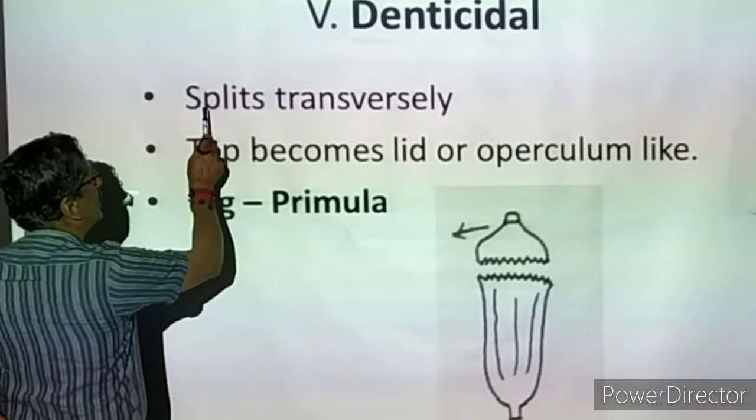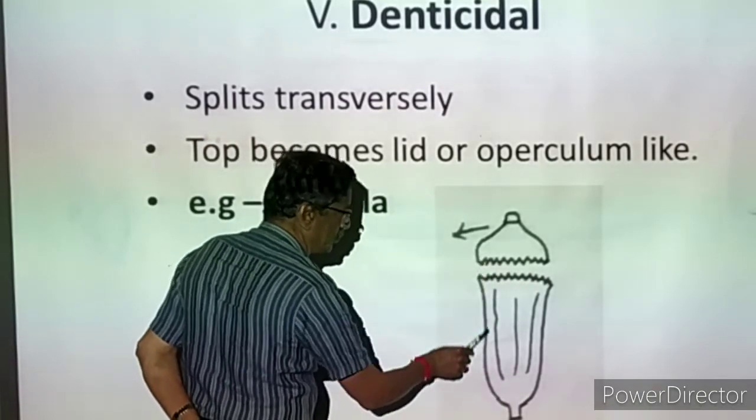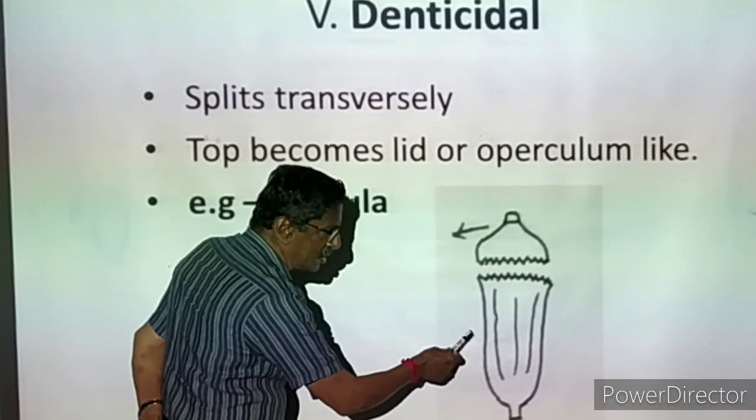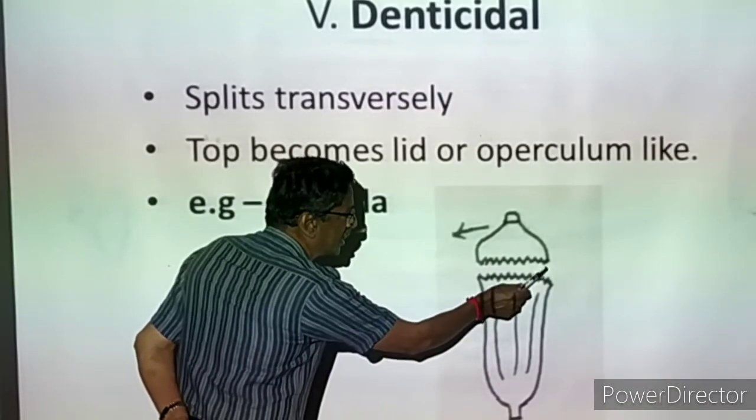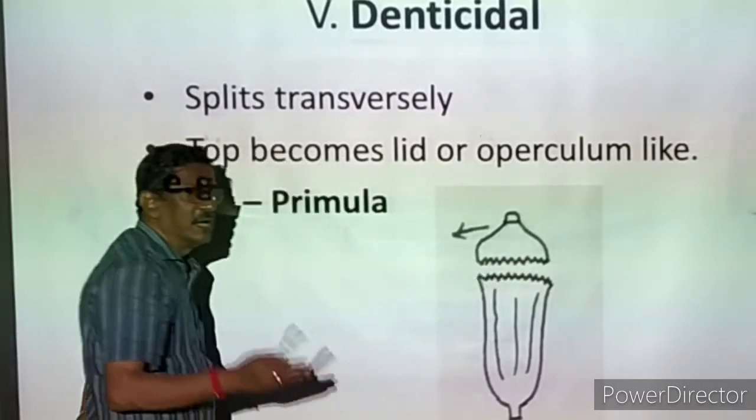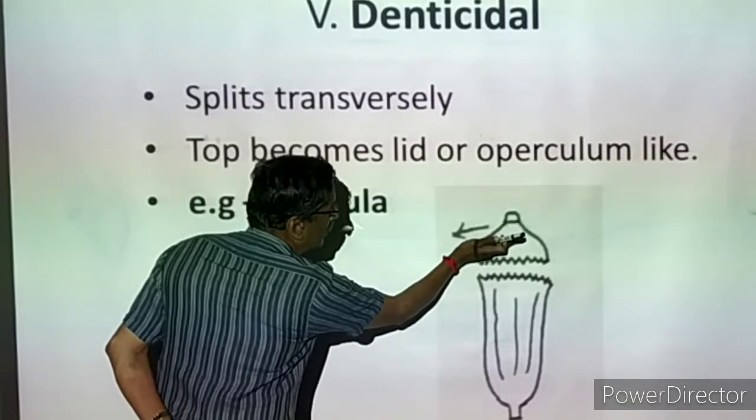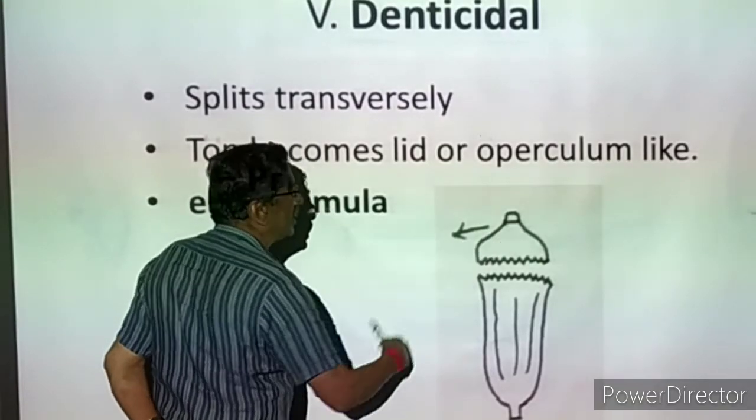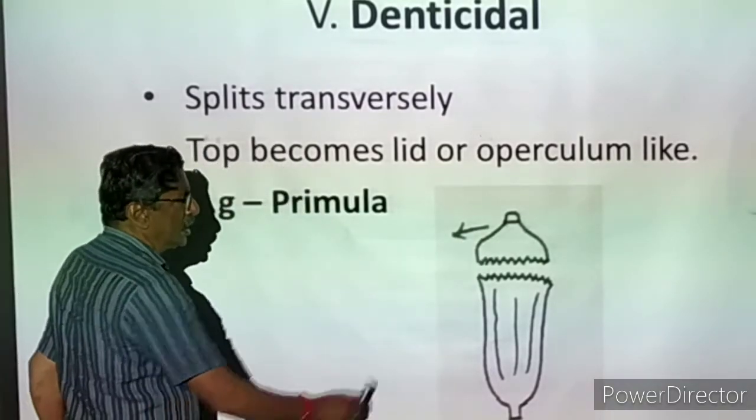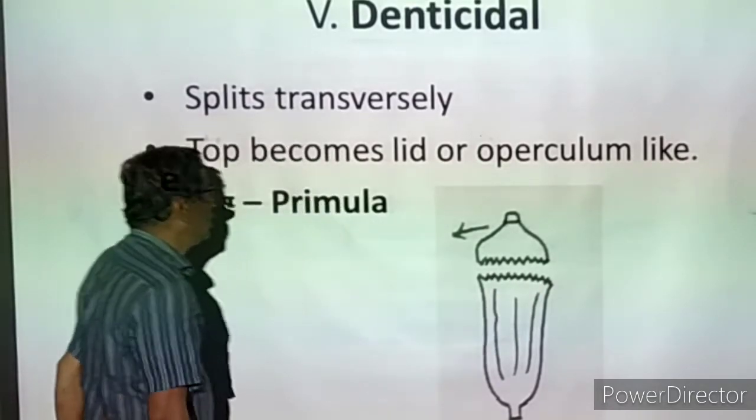Now in this, the fruit splits transversely. See that fruit, it is an elongated fruit. But whenever maximum drying is taking place, it is dehiscing, bursting transversely across the fruit. It is a splitting. So on the top, one lid-like structure will be there, and this lid-like structure will fall off. Now a wide mouth will be formed, and through this the seeds are coming out.